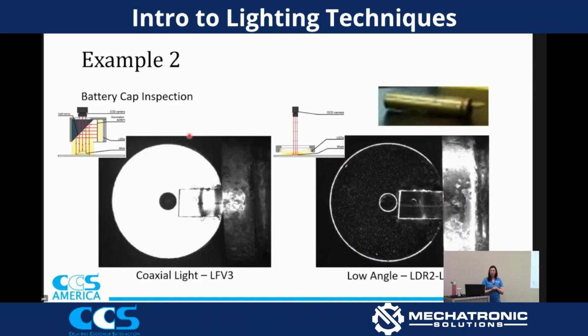Real life examples of when we use this. This is a battery cap. The point was to make sure this little flap here on the battery was folded down. If you were going to solve it with a coaxial light, technically you could find these dark lines, but it wouldn't be as clear as using a low angle light to make sure that cap was folded down. You can also see a few more defects on the top that the coaxial light will hide.